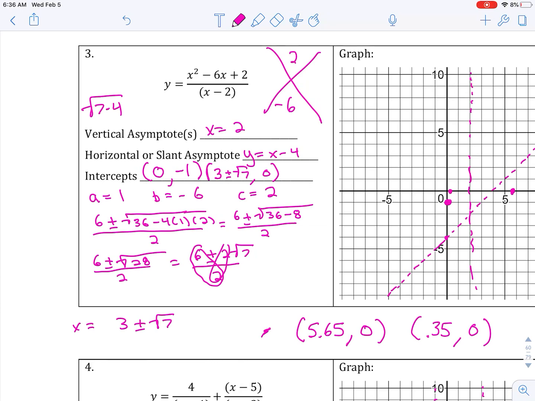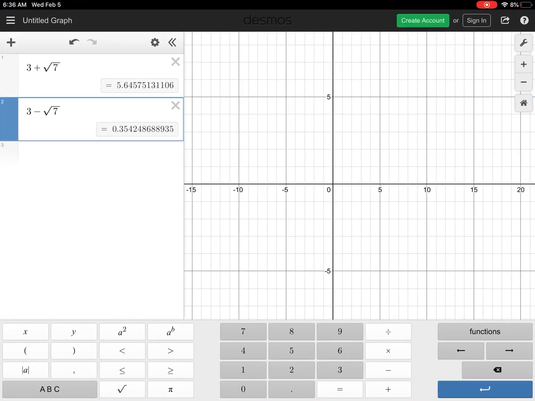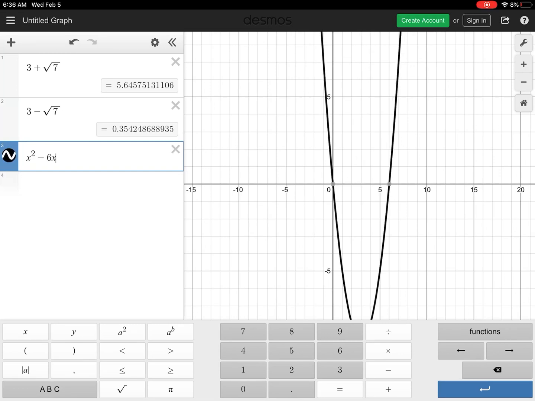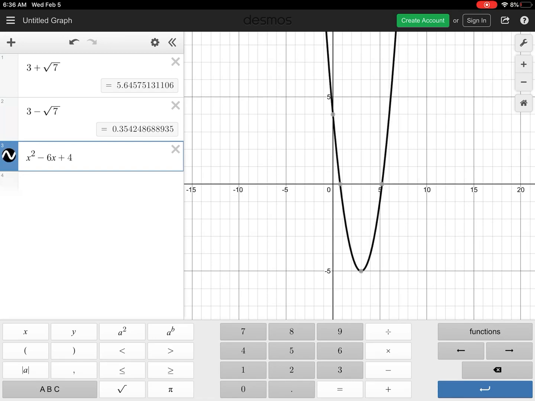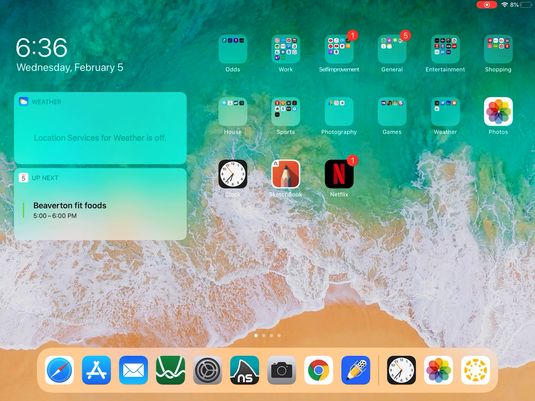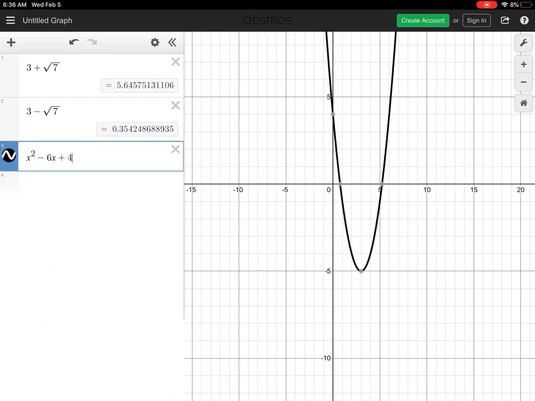But just to be sure, we check it in Desmos and then draw the shape of the graph. So we have, let's make sure I can remember it, x squared. I might have to look back. X squared, was it minus 6x plus 4? It looks like it, because let's see. X squared minus 6x, oh, plus 2. Okay, that one was close.